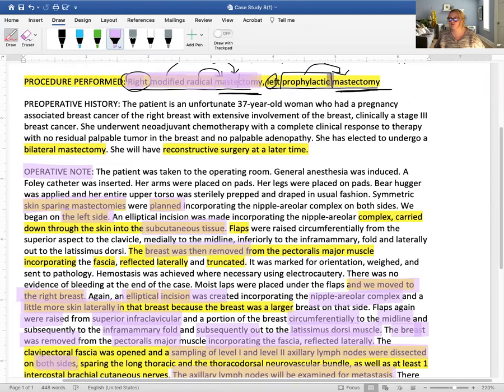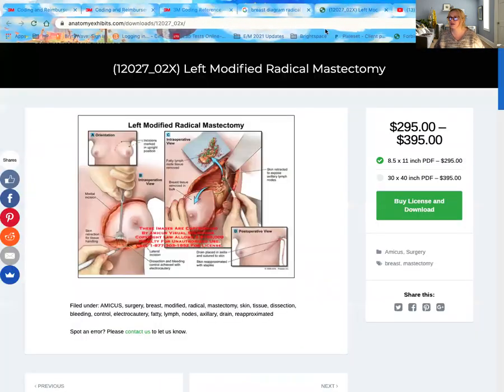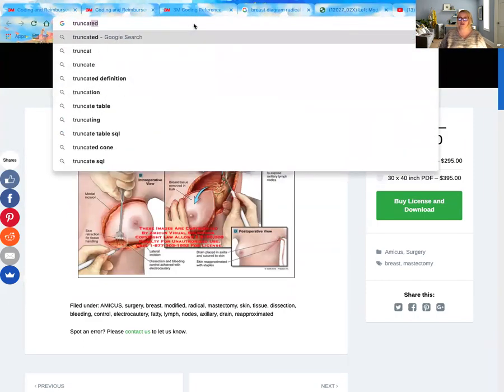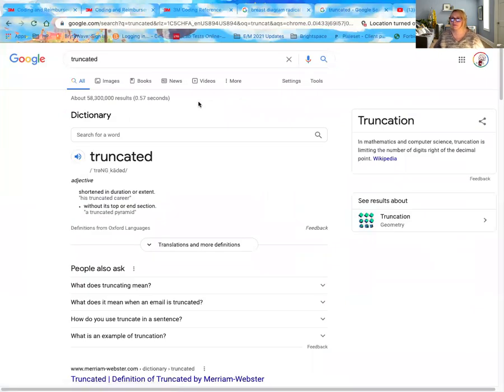So good. I do, in fact, confirm that a mastectomy was done of the left side from the pectoralis major muscle, incorporating the fascia and reflected laterally and truncated. Now, truncated is a word I've had many students ask about. So let's look it up together. We're going to look for the definition for truncated, which simply means shortened in duration or without its top or end section.